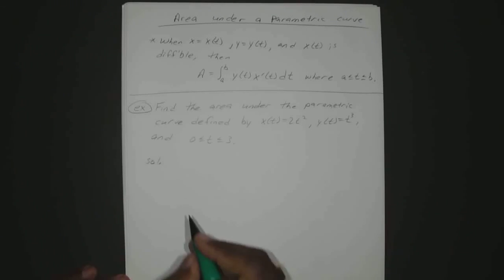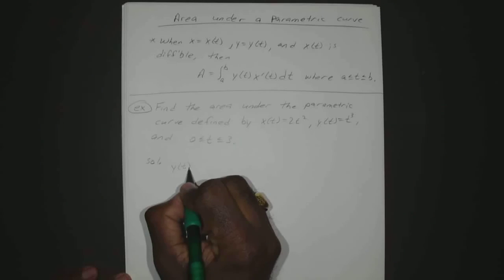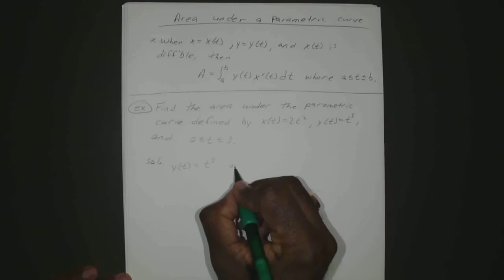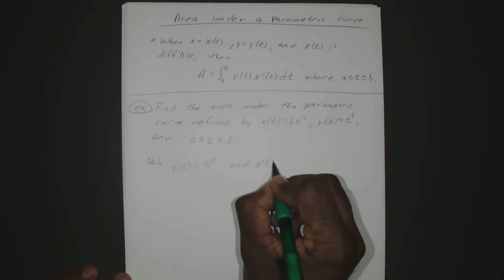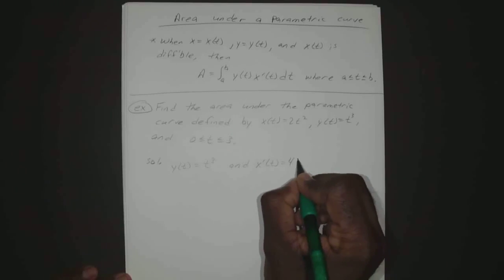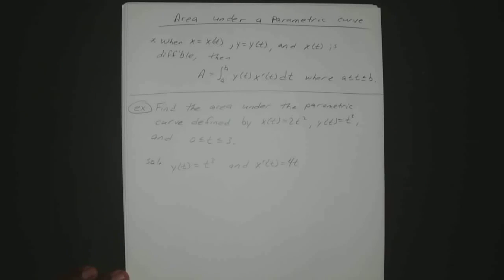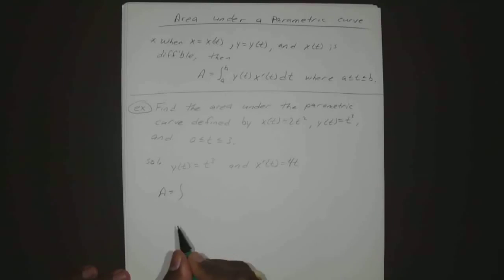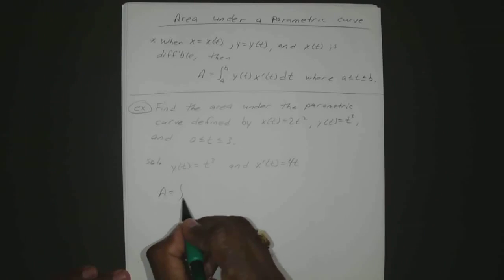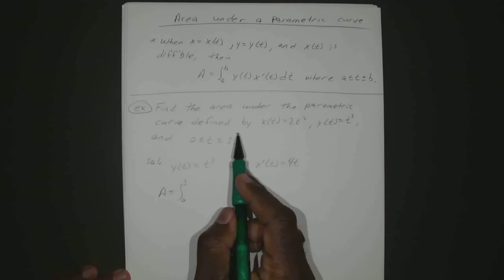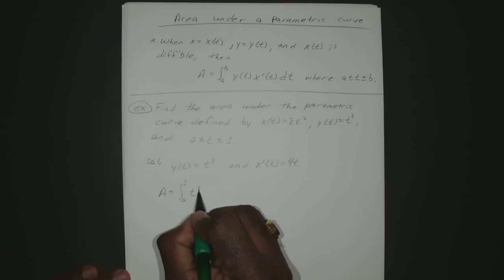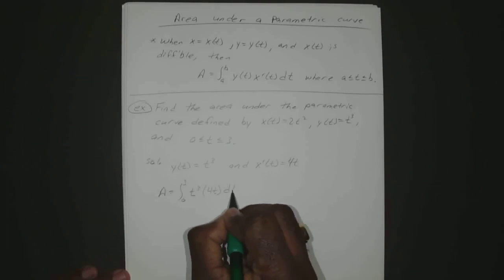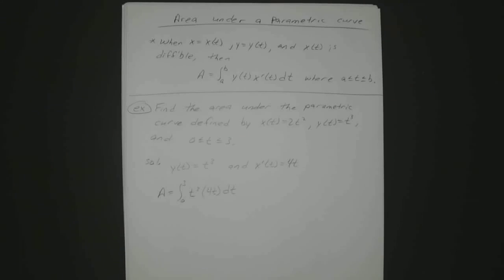Okay, so we know that our y of t is equal to t to the third, and our x prime of t is equal to 4t. So our area will equal the integral from 0 to 3 of y of t times x prime of t with respect to t.